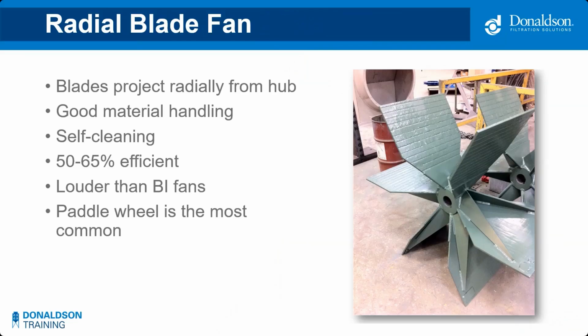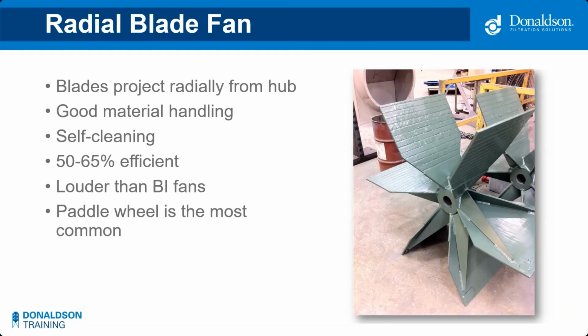So the other type of centrifugal fan that we'll talk about is the radial blade. It's quite a bit different from the backwardly inclined. You can see in this photo here, the blades of a radial blade fan project radially from the hub. These are great for material handling, and that's what they're designed for.